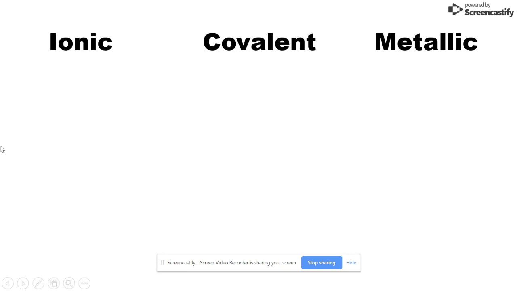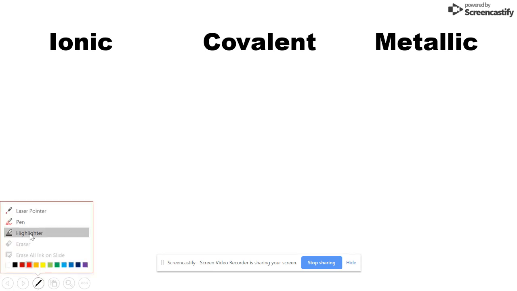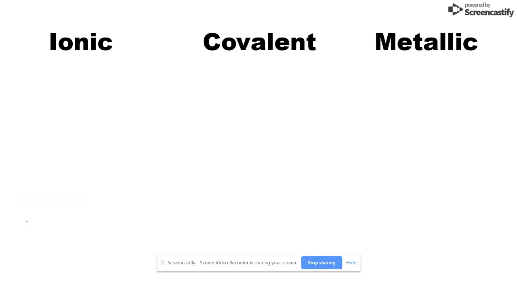So the three main types of bonds that we talked about were ionic, covalent, and metallic. And what you may remember most prominently is the type of elements that make them up. So bear with me, I'm writing on my screen. So for ionic compounds, you may remember that they form between metals and nonmetals.